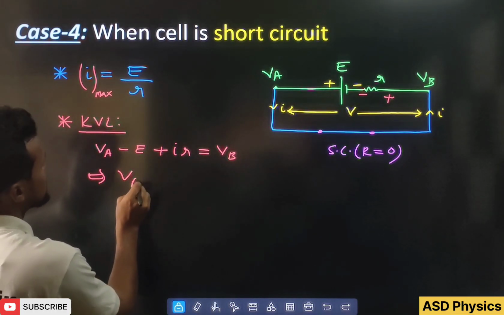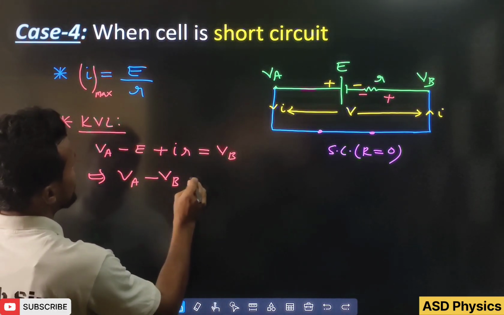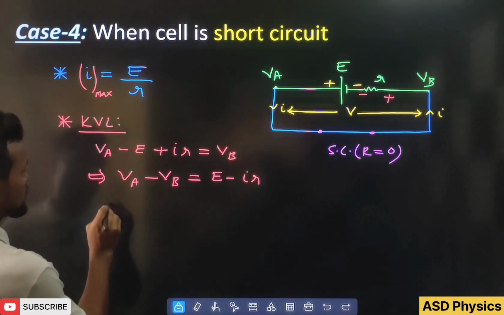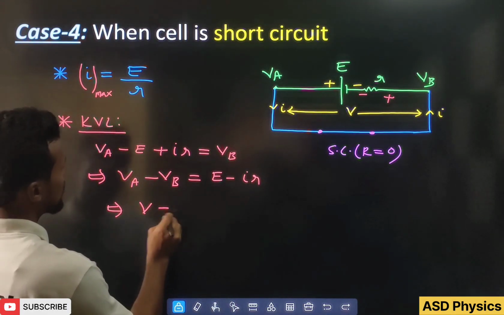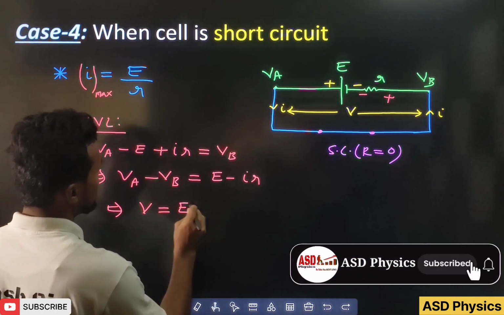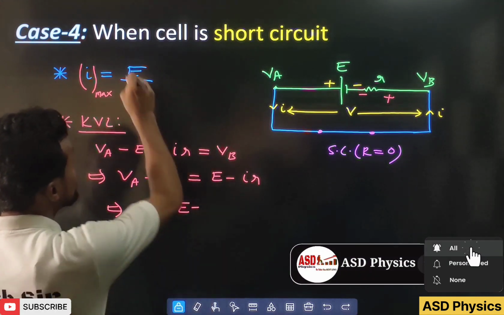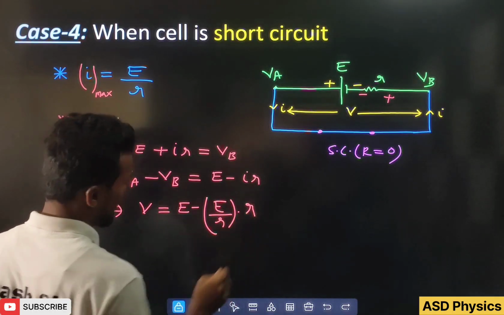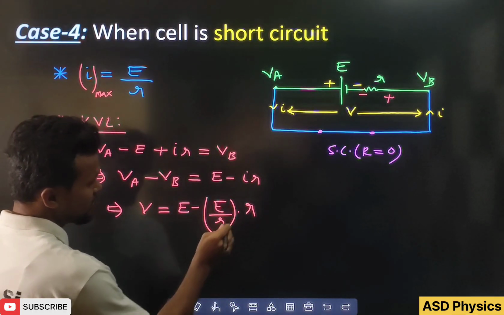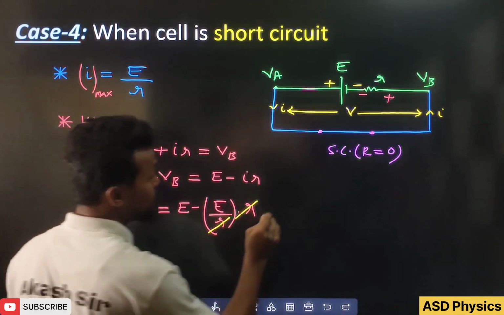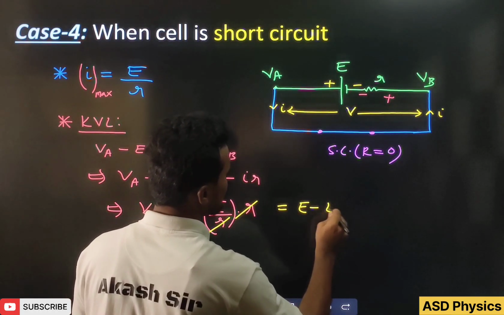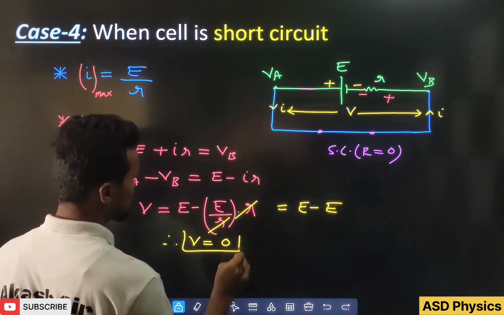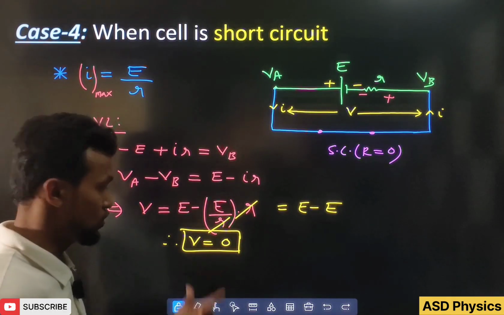So we can write the difference VA minus VB as E minus Ir. So now V equals E minus I, where the current I we know is E by r, into r. So this r and this r cancel, and it becomes E minus E. Hence the terminal voltage is V equal to 0.